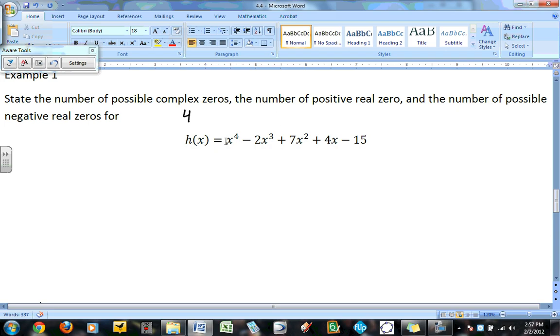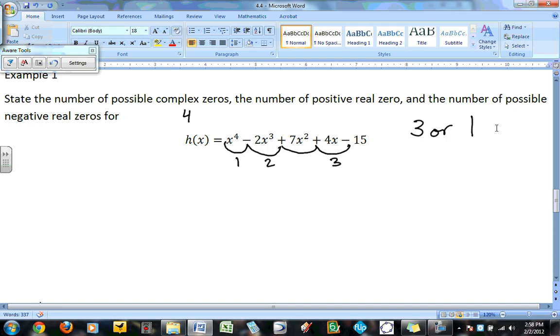To find the number of positive real zeros, what we're going to do is look at how many sign changes we have. We have a positive to a negative. That's one sign change. Now we have a negative to a positive. That's 2 sign changes. Then we stay from a positive to a positive. That is not a sign change. And then we go from a positive to a negative. That is a sign change. So what it's saying is we can have 3 or 1, because it says or less than that by an even number.